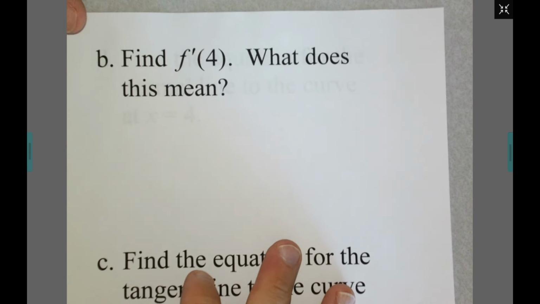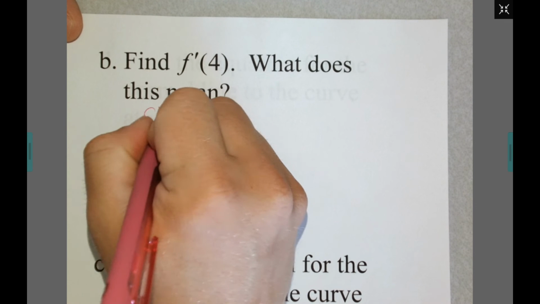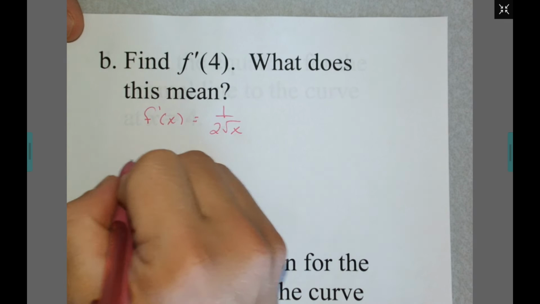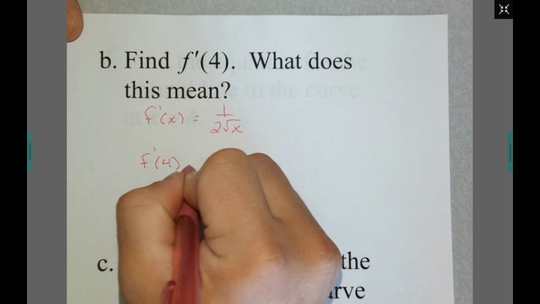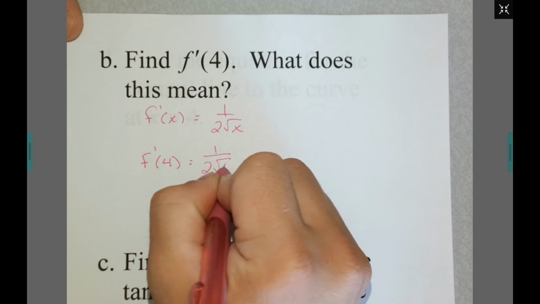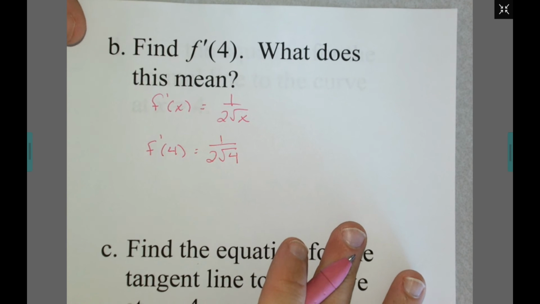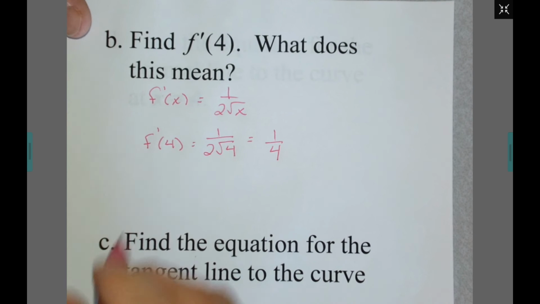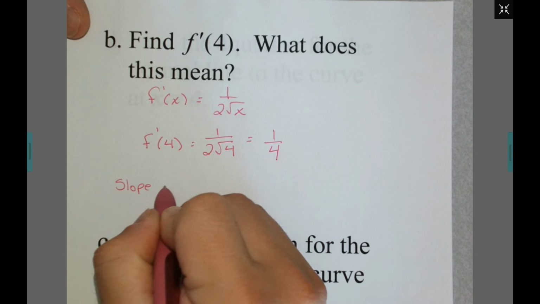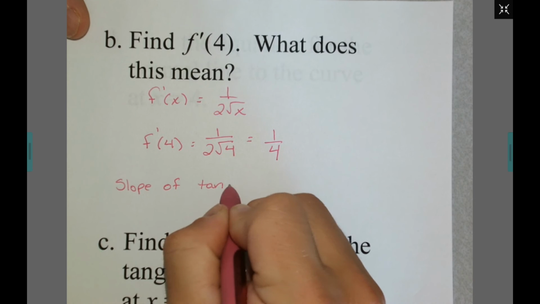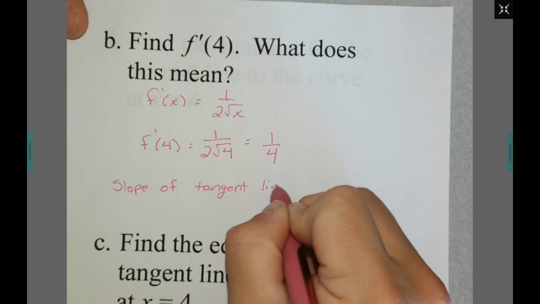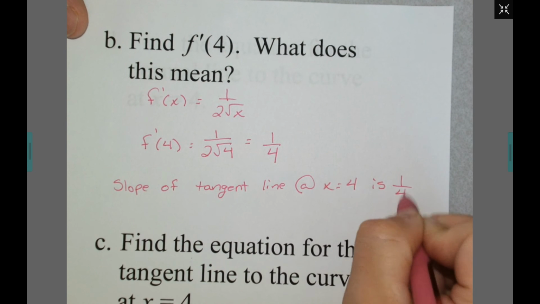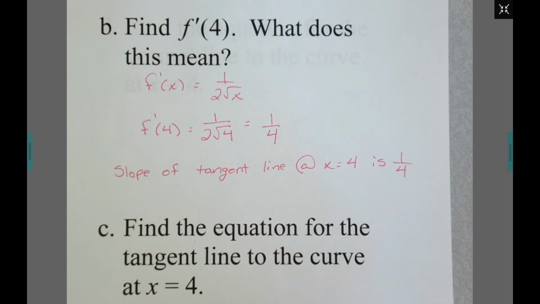Okay, B, find f prime of 4. So f prime of x is 1 over 2 square roots of x. F prime of 4 equals 1 over 2 square roots of 4. We go ahead and work it out, and we're going to get 1/4. What does that mean? It means the slope of the tangent line at x equals 4 is 1/4. Done.